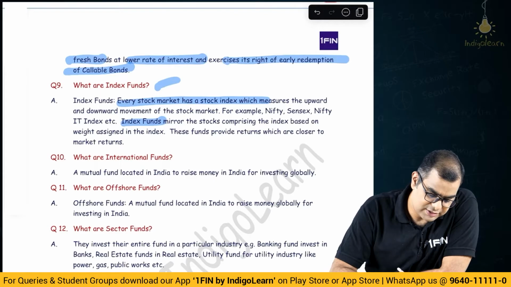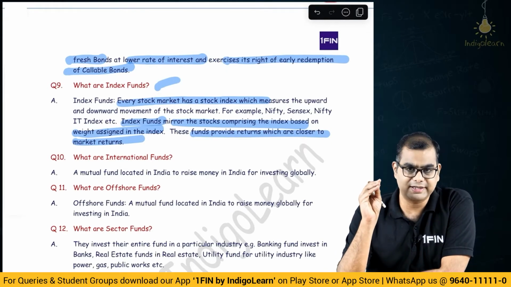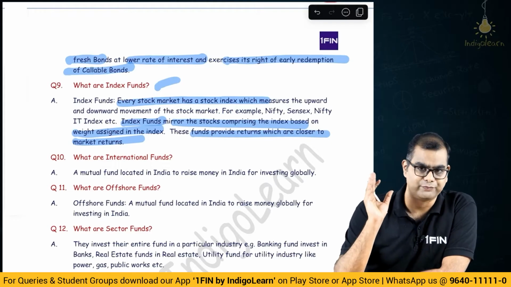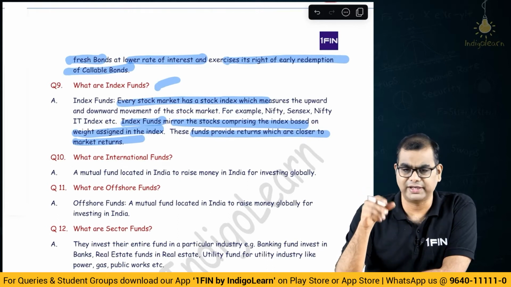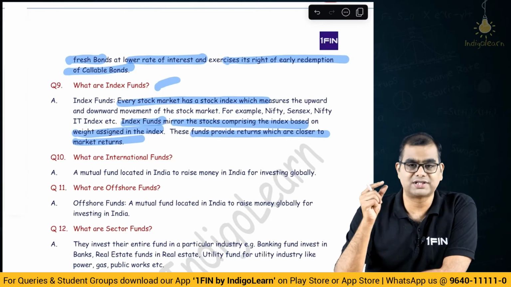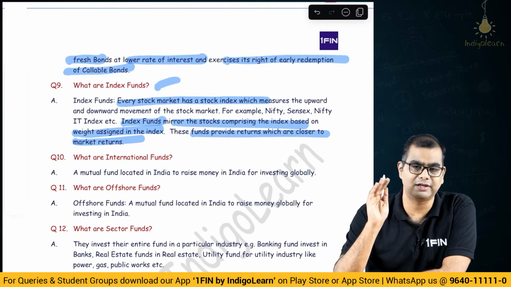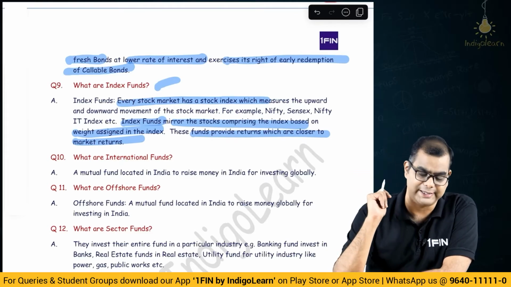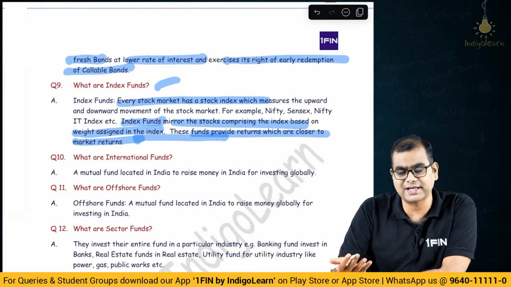And index funds mirror the stocks comprising the index based on the weight assigned in the index. These funds provide returns that are closer to market returns. So basically what you do is you invest in an index. So the index comprises various stocks in various weights, and I've shown you in my regular classes, I've actually computed the index for Nifty 50, if I'm not wrong, by taking the weights of particular stocks based on their free float market capitalization. So you can actually invest in all these stocks in the same proportion every day, continuously rebalancing depending on where that particular stock price closes and what is its weight in the overall index. So by doing that, you basically mirror the market movements, or market in this case is Nifty 50 or Sensex.